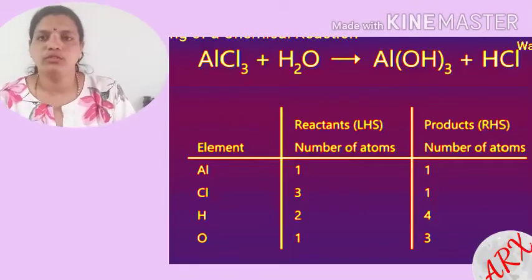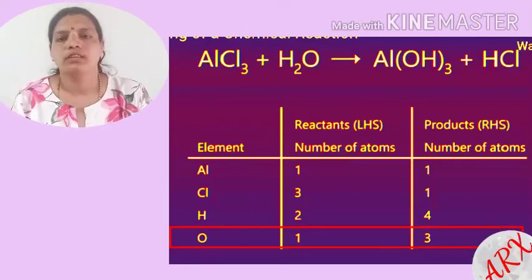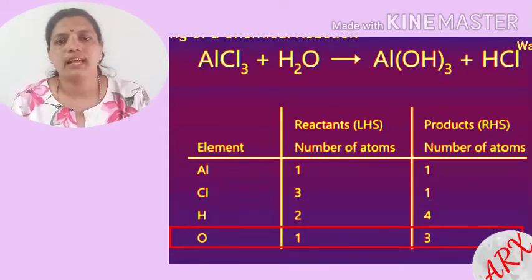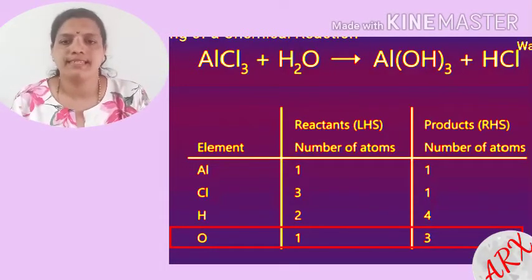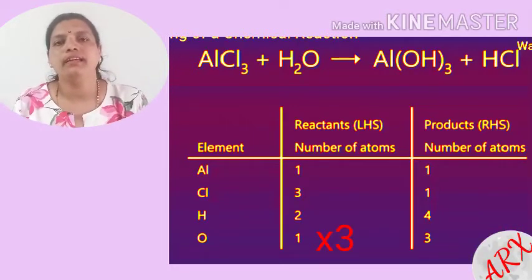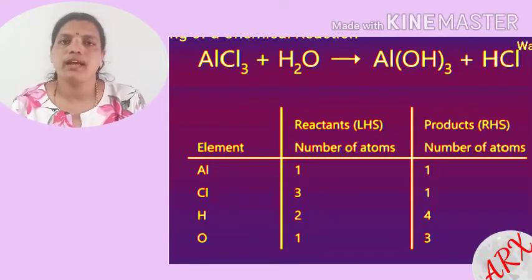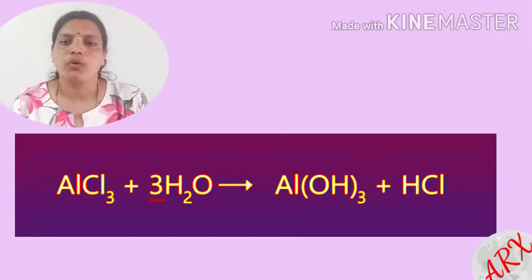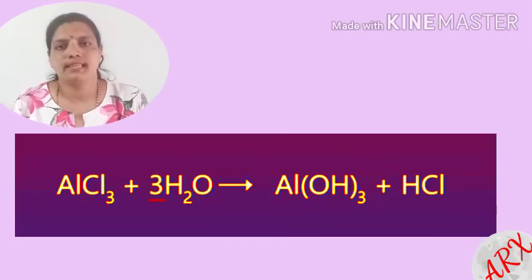Now we have to choose the element, so we will choose oxygen, because if we observe, the number of atoms of oxygen on the left hand side is 1, whereas it is 3 on the right hand side. So we will multiply oxygen by 3 in the reactant, that is in the water molecule. So the new reaction will be AlCl3 plus 3H2O gives Al(OH)3 plus HCl.